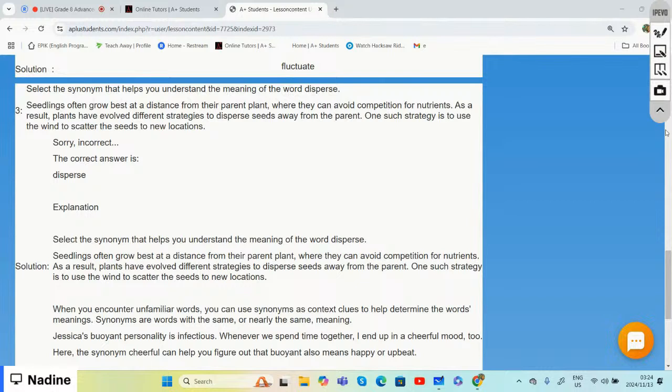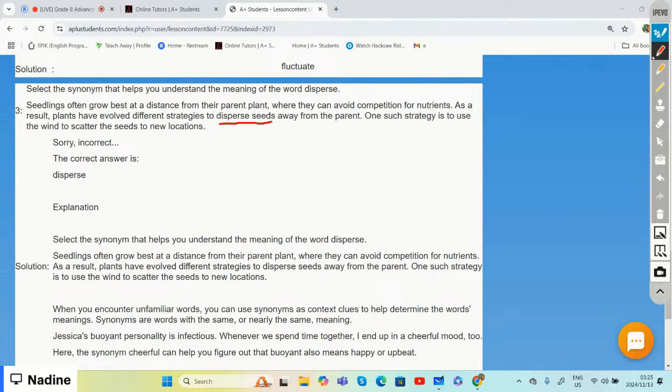So we now need to select the synonym that helps us to understand the meaning of the word disperse. Disperse. It says plants have evolved different strategies to disperse seeds away from their parents. Disperse.